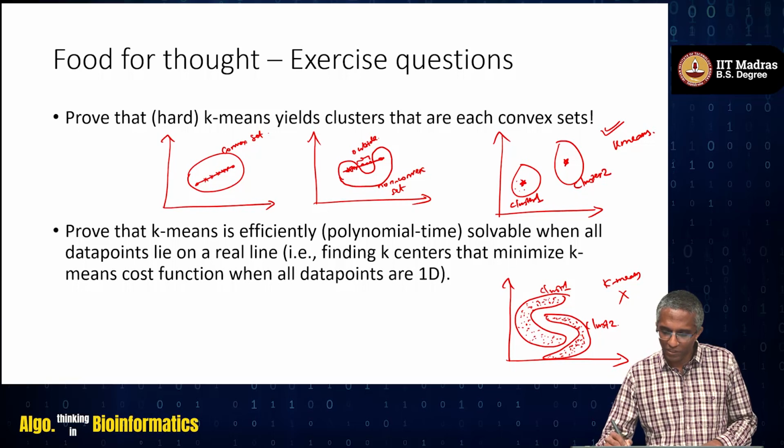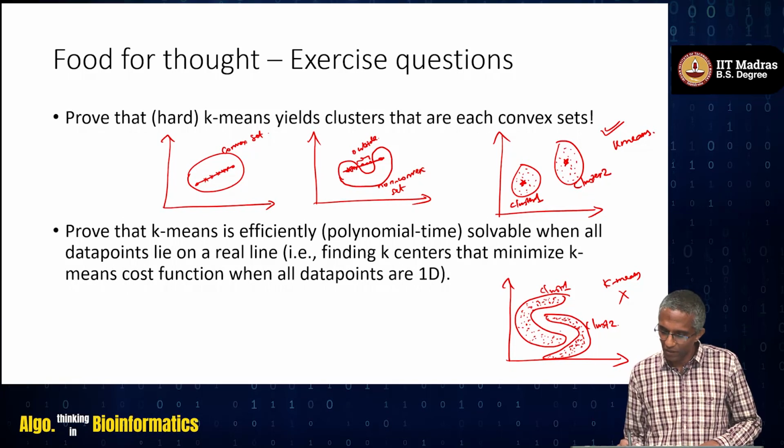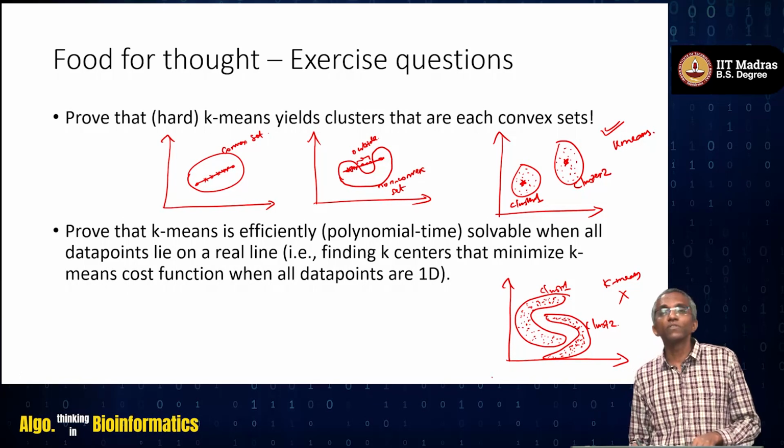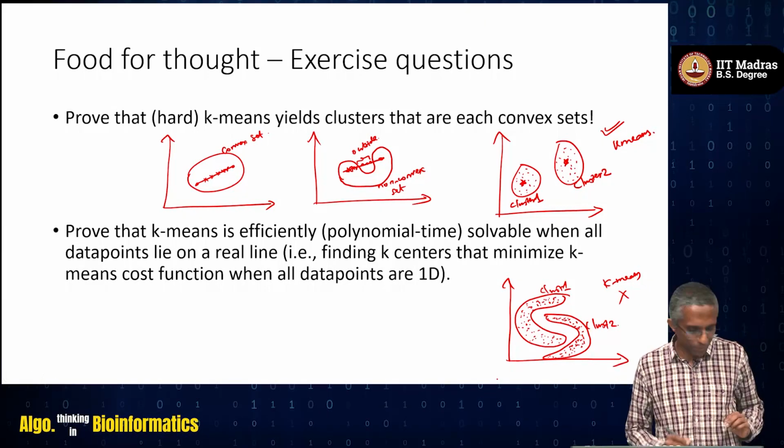And there, the data points are forming a convex set within each of the clusters. Here, the data points within each of the clusters are not forming a convex set. So, the proving part is optional.